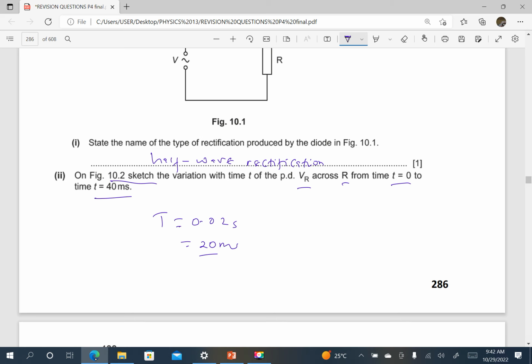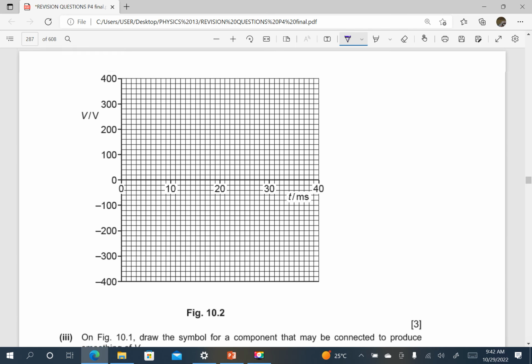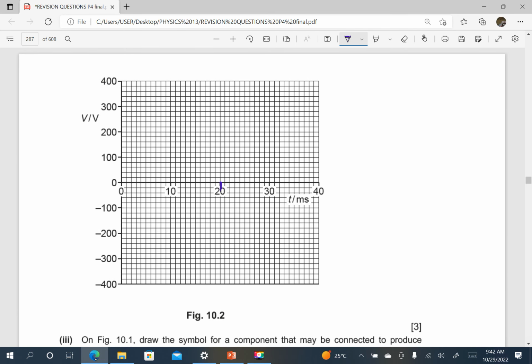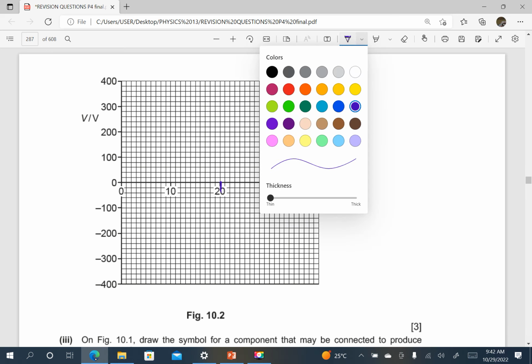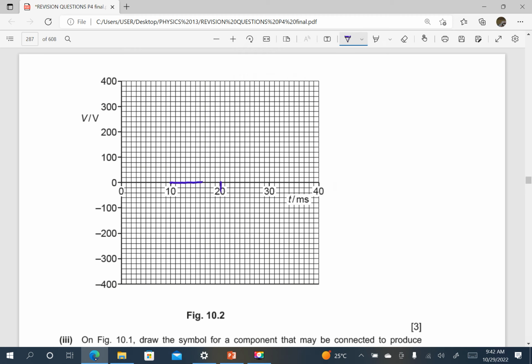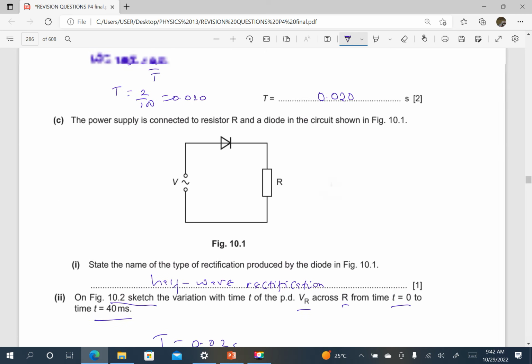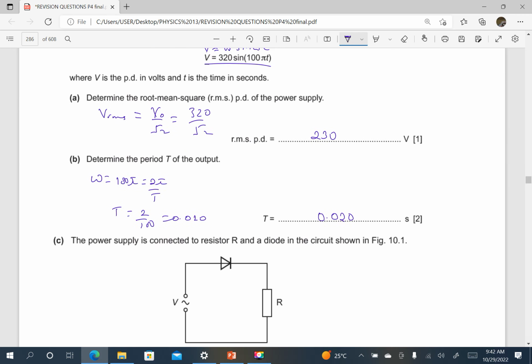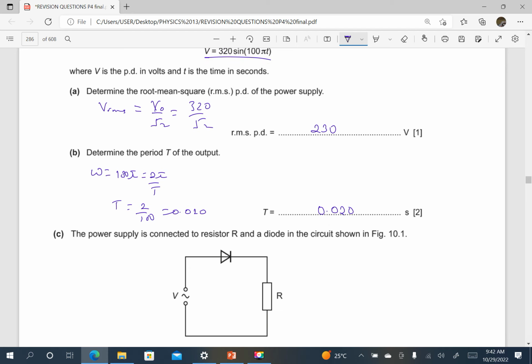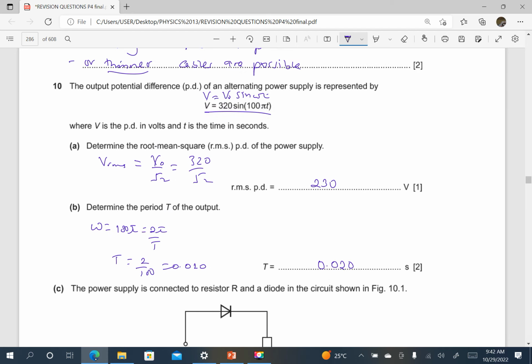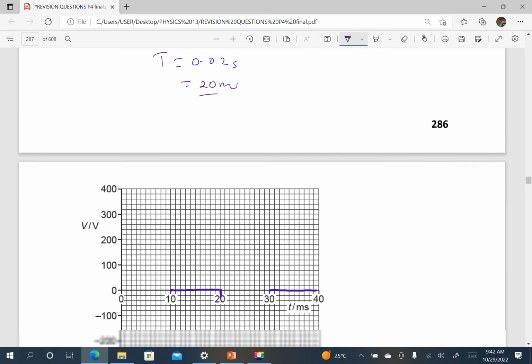Okay. Note that it is half wave rectified. So here we shall have one cycle and a second cycle. Remember, one half is always lost for half wave rectification. So between 10, I'll just do a horizontal line. That half is absent. Between 30 and 40, I'll do a horizontal line. Then what was the peak voltage? The peak voltage was 320. So I'll look for 320 from the graph.